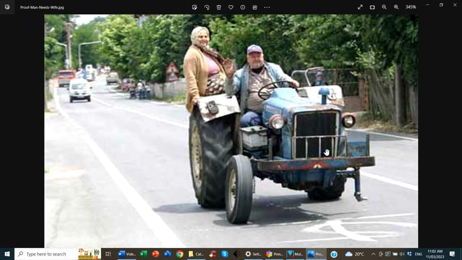Just for fun, I want to show you the importance of understanding where your ballast is and what it's doing. Here's a 3-wheel tractor. Getting down the highway fine because he's got a counterweight in the right position. The caption on this picture is proof man needs a wife. I would agree with that, not necessarily for the same reason, but when you know what your counterweight is doing, you can achieve extreme results.